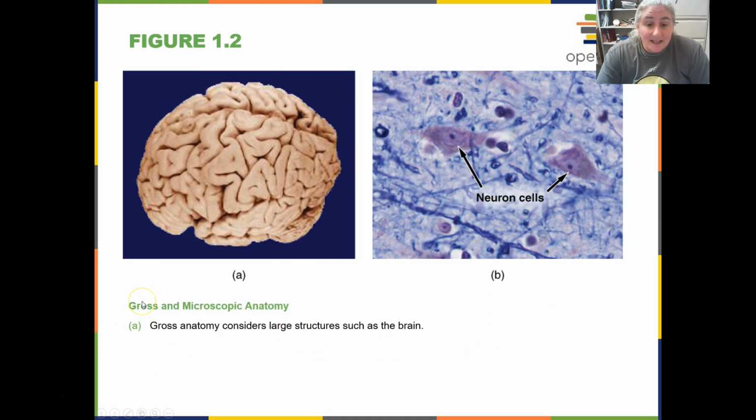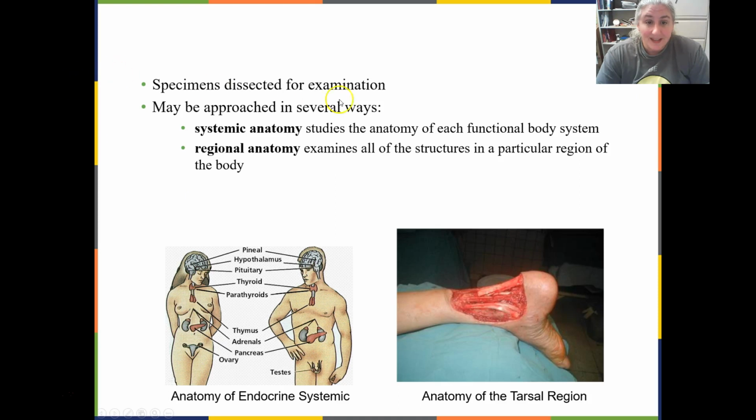Macroscopic anatomy then considers large structures that are able to be seen by our eyeballs. So our brain is an example of a macroscopic structure. Our skin, all of those large organs, bones, those are all macroscopic. So we could study gross anatomy here. Under gross anatomy, we can oftentimes focus either as a systemic study or as a regional study.